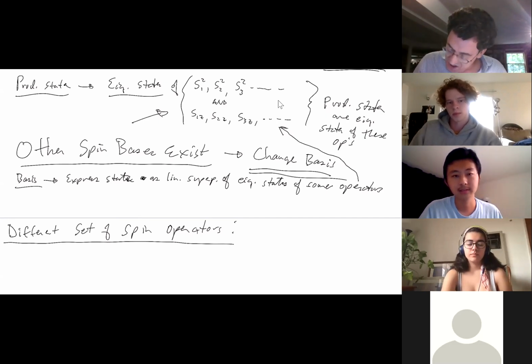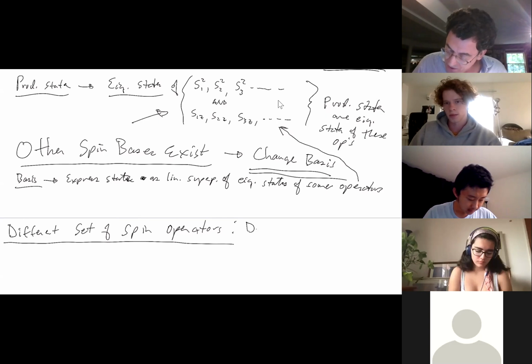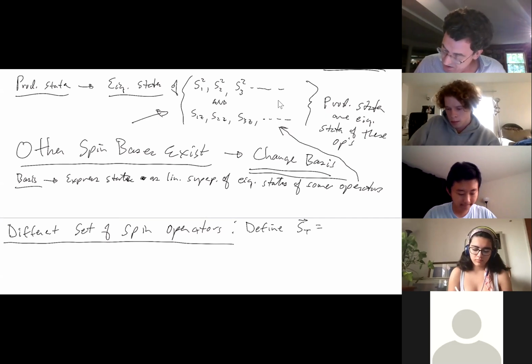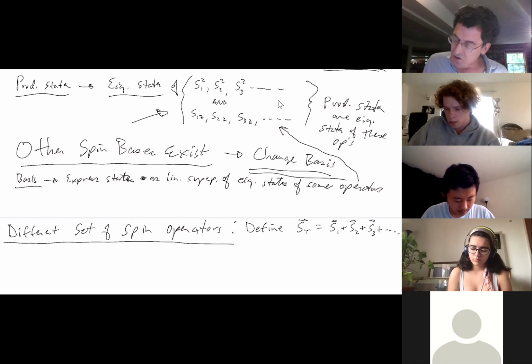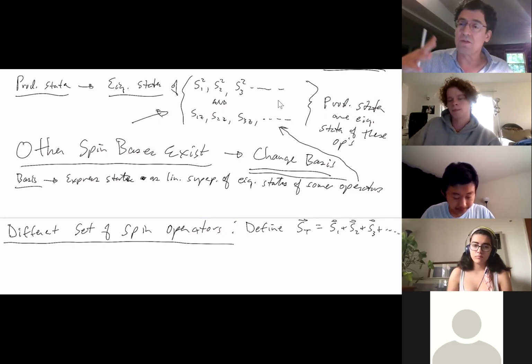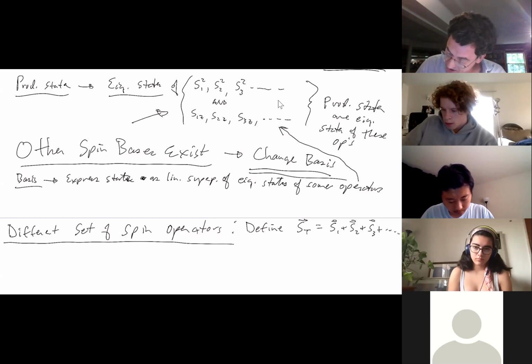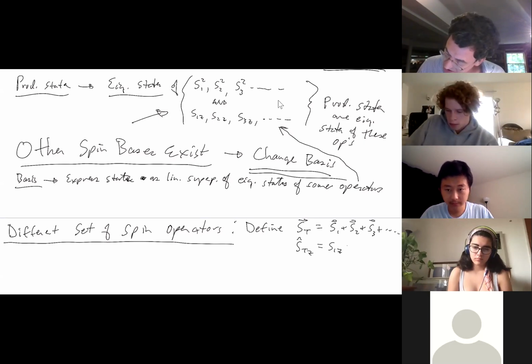Total spin. Because I can just, out of the blue, say, let's define a new operator. Let's define S total. That's a vector, and it's an operator, as S1 plus S2 plus S3 plus dot, dot, dot. So let's just define this new operator as the total spin equal to the spin of all the different particles. And then similarly, I can define the total Z component, an operator, with a little hat, and it's going to be S1Z plus S2Z plus S3Z.